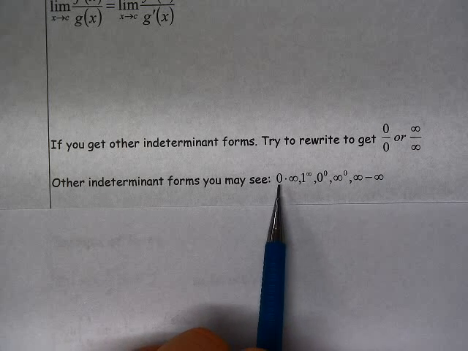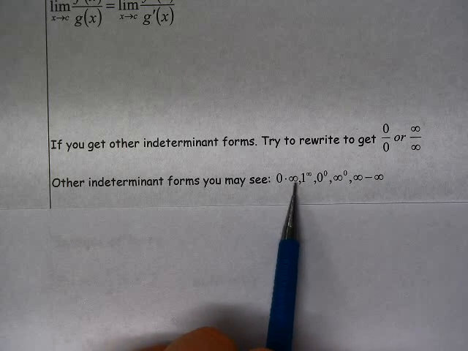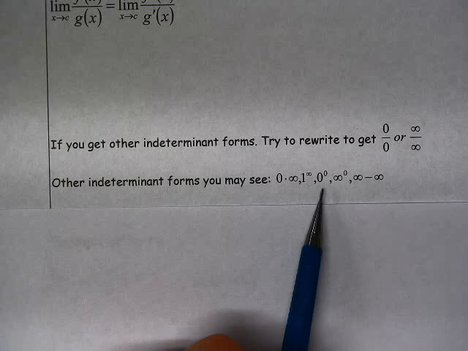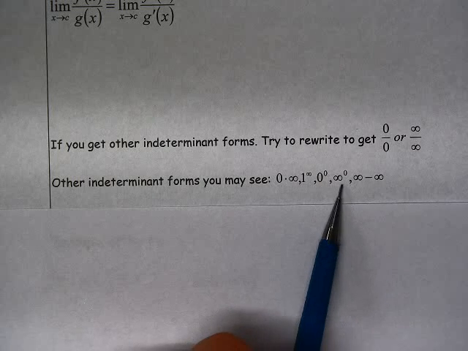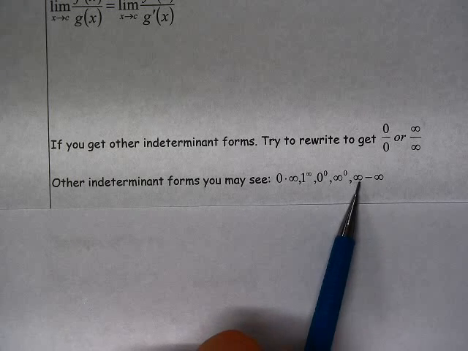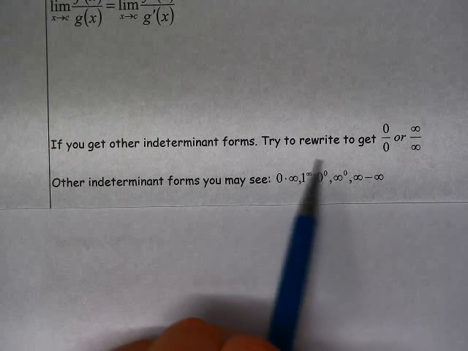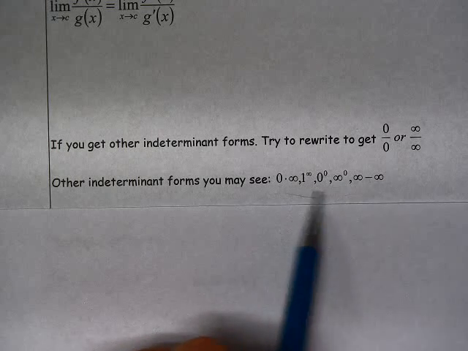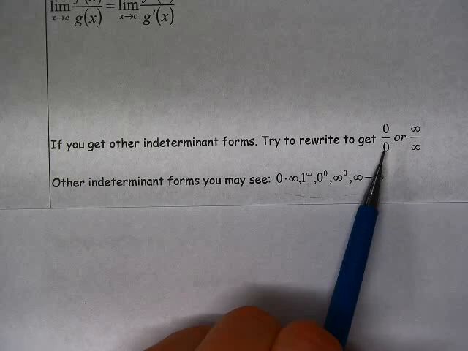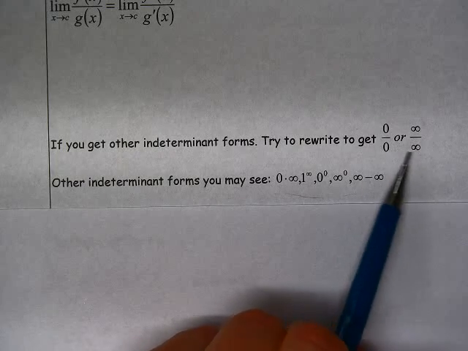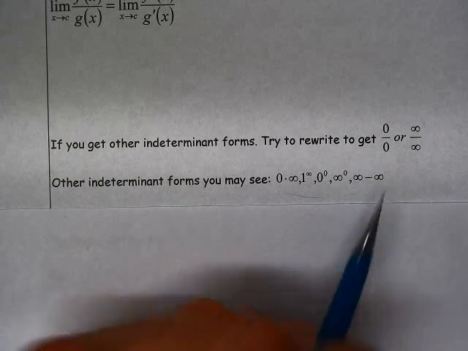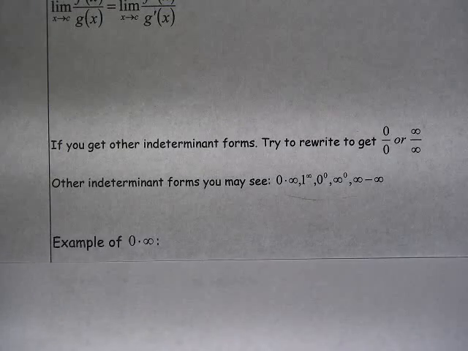So we have 0 times infinity. We have 1 to the infinite power. We have 0 to the 0 power. We have infinity to the 0 power, and we have infinity minus infinity. So these are all indeterminate forms, but they're forms that we can't apply L'Hopital's rule to unless we get them to look like this. So let's look at some ways that we can get those rewritten.